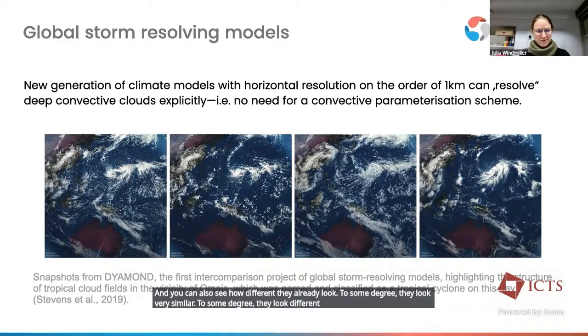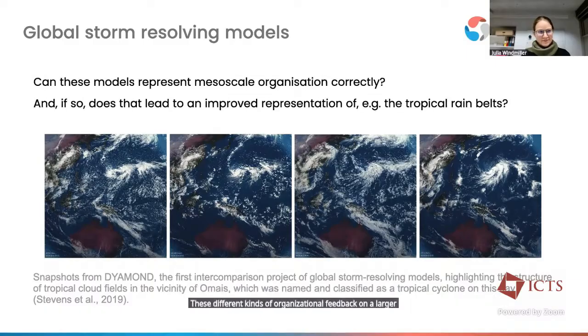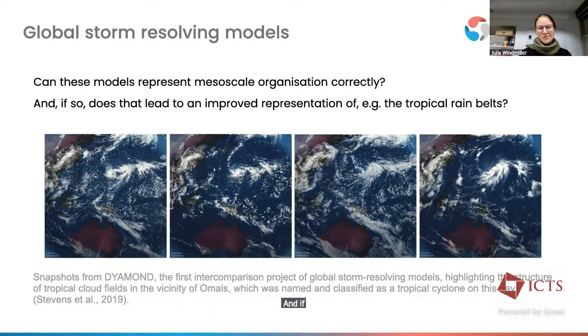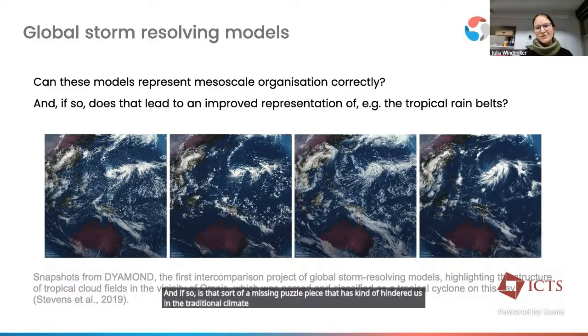But if you think of what I've talked about until now, you can maybe already guess that these different kinds of organization will feed back on a larger scale. And so that's exactly where we are at the moment. We are asking this question of whether these models can now represent mesoscale organization correctly? And if so, is that a missing puzzle piece that has kind of hindered us in the traditional climate models of representing, for example, the tropical rain belts correctly?